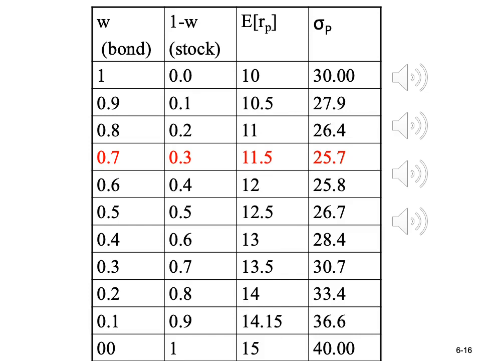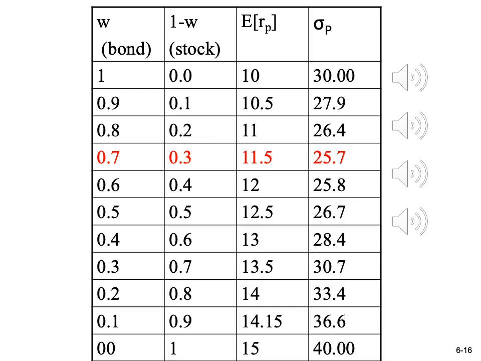When we look at the last row in this table, we put 100% money in stocks, so the expected risky portfolio's return will be just the stock return, 15%, while the standard deviation of the risky portfolio is the stock standard deviation, 40%. For all the combinations of bond and stocks in between, we have to use the previous formula to calculate the risky portfolio's return and the standard deviation.